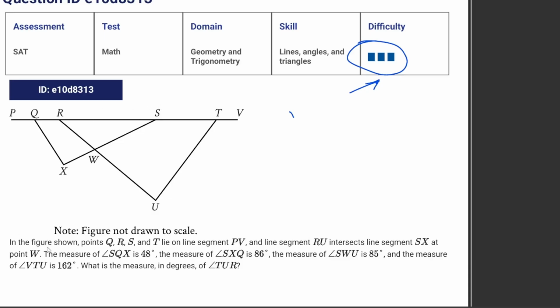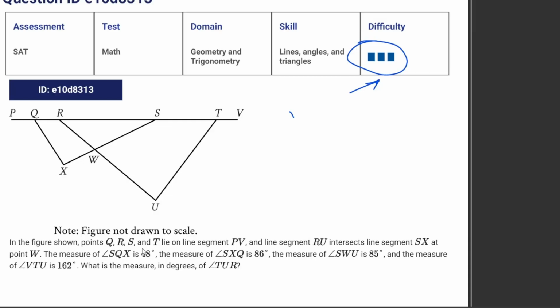So let's read the question. In the figure shown, points Q, R, S, and T lie on the line segment PV, and line segment RU intersects line segment XX at point W. All that means is that this is the diagram. They just described it right there. What we want to pay attention to is the information that they give later.